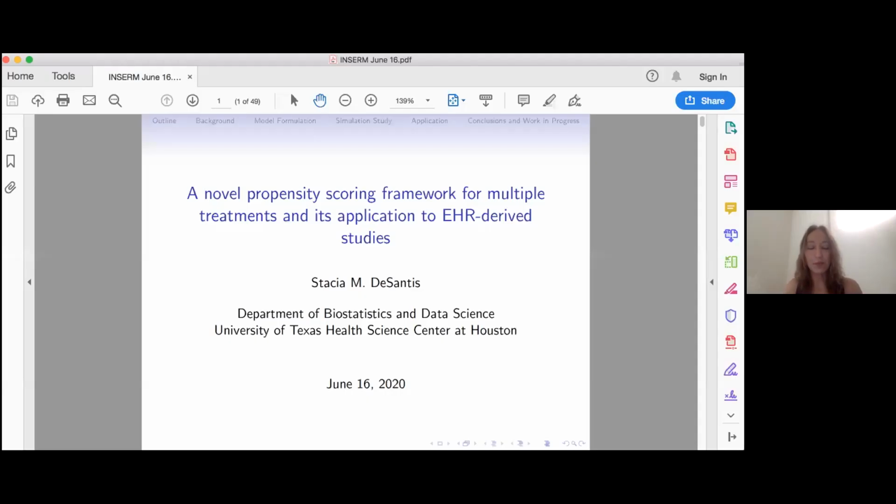So I'm going to talk about propensity scoring, specifically for multiple treatments, which you don't see as often as you see for binary treatments. And I'm going to look at two applications, one to an EHR-derived study and one to an epidemiologic cohort.